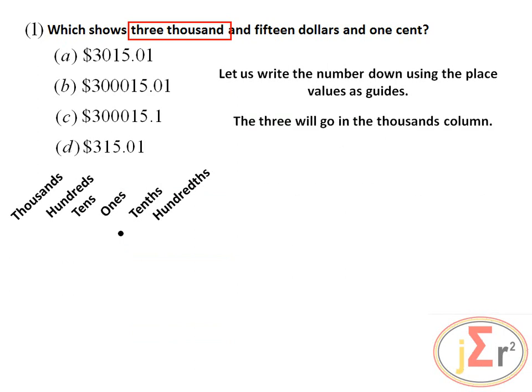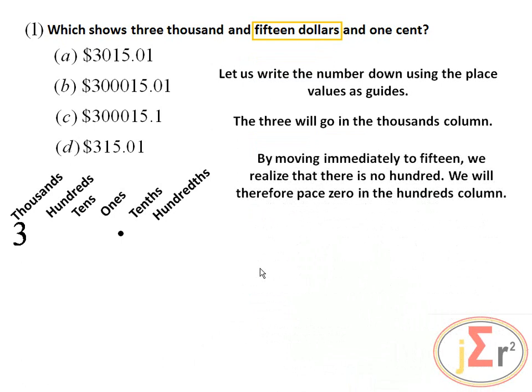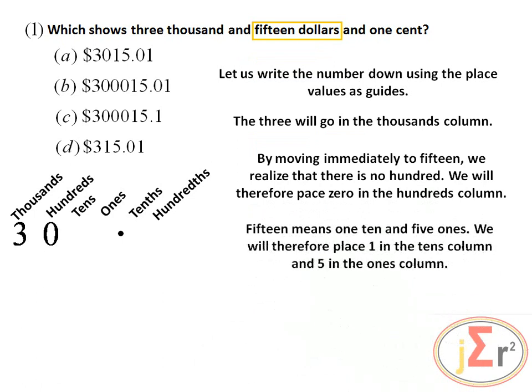3,000. The 3 will go in the thousands column. Okay, so there's no difficulty with that. We have 3,000, and so we have a 3 in the thousands column. $15. By moving immediately to 15, we realize that there is no hundred. We will therefore place 0 in the hundreds column. 15 means 1 ten and 5 ones. We will therefore place 1 in the tens column and 5 in the ones column.